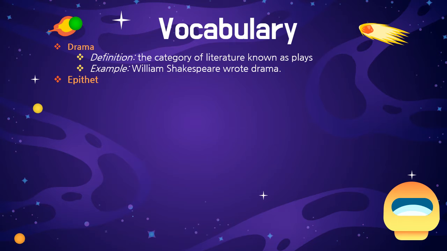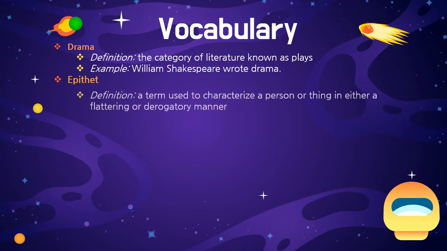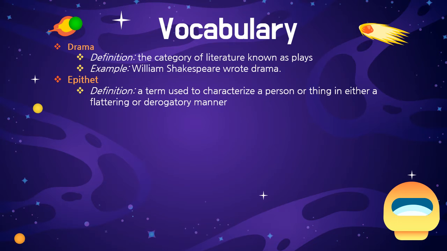Our next word is epithet. Epithet. This is a term used to characterize a person or thing in either a flattering or derogatory manner. Flattering means that it compliments them, it's something nice about them. But derogatory means that it's not very nice, it's not complimentary, it's something that brings them down. For example, Honest Abe was an epithet of Abraham Lincoln. It's a term to describe him, and that would be a flattering term, saying that he's honest, he tells the truth.